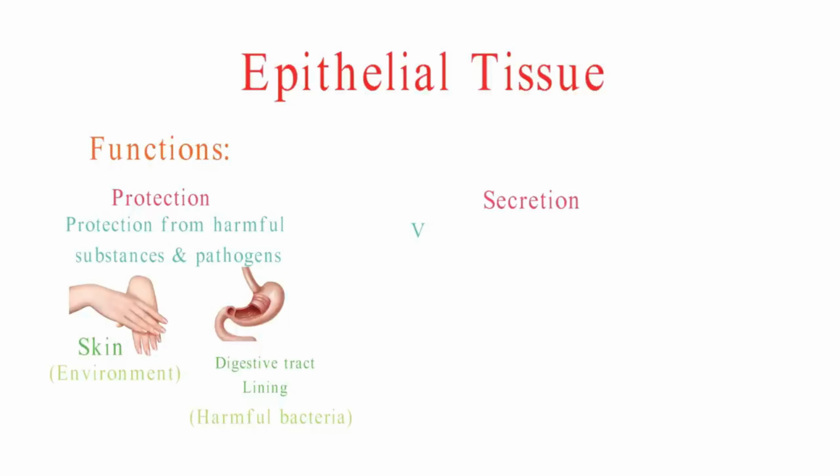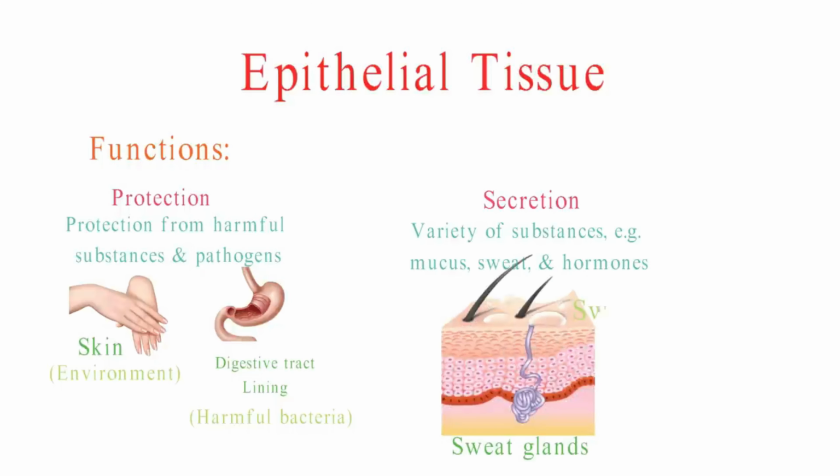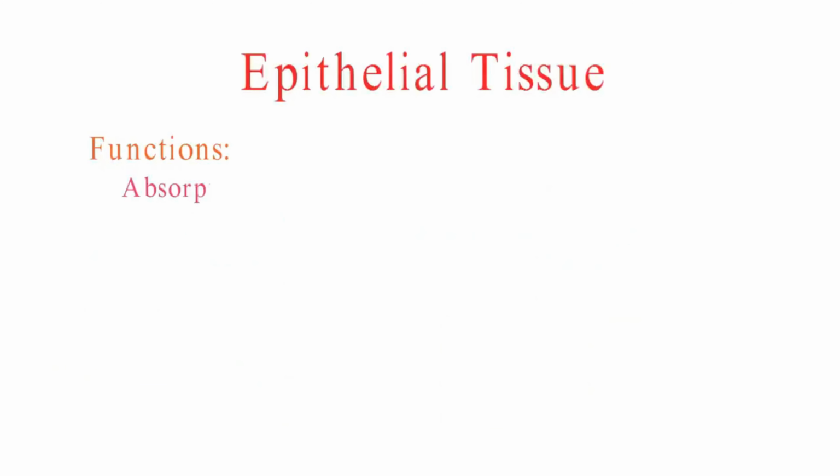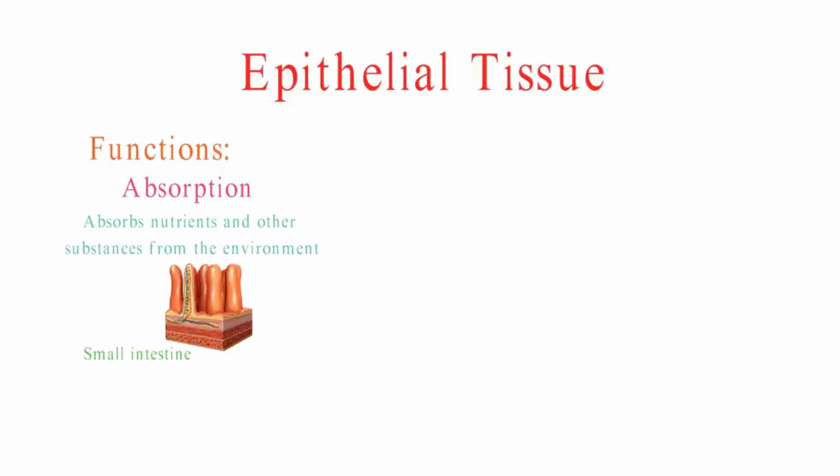Epithelial tissue secretes a variety of substances, including mucus, sweat, and hormones. For example, the sweat glands secrete sweat, which helps to cool the body. It also absorbs nutrients and other substances from the environment. For example, the small intestine absorbs nutrients from food.